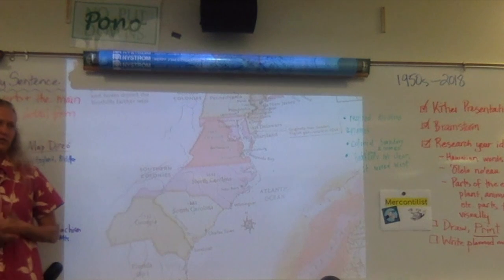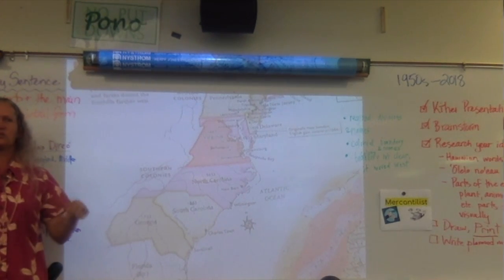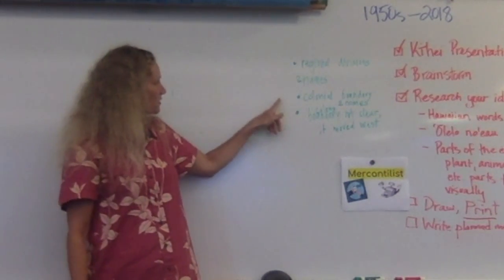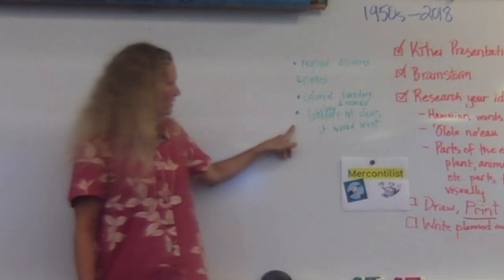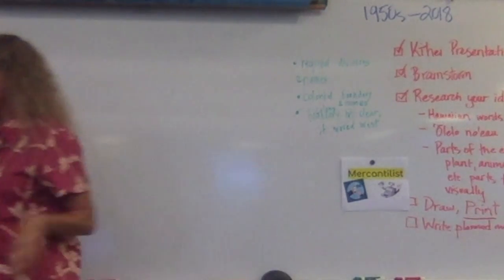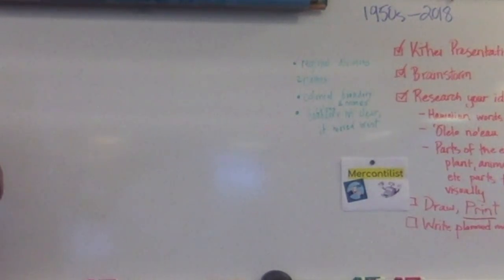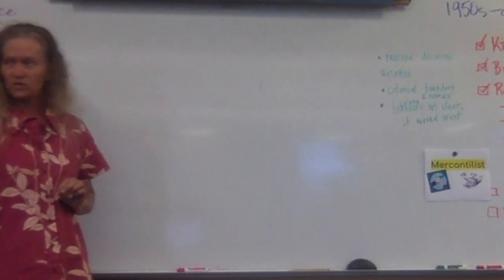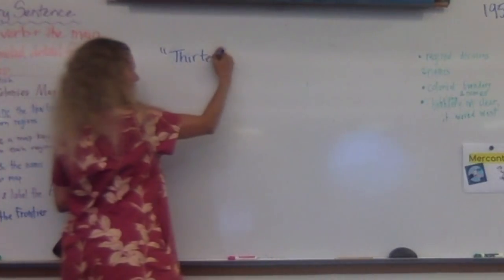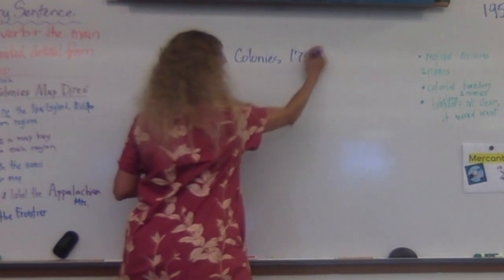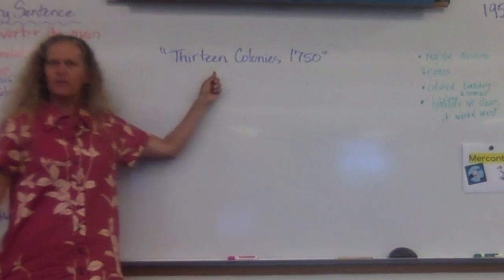So now, have we taken a real close look at the map? Okay, that's what you're going to do when you do these notes here: regional divisions and names, colonial boundary names, and colony boundaries not clear, it moved west. Look at the bottom row on your cheat sheet here, and I want you just to follow as I write the sentence. What's the first thing we start with? We're on the title. Okay, so you're going to write this too. "13 Colonies, 1750." I put it in quotes because it's the title of a map.